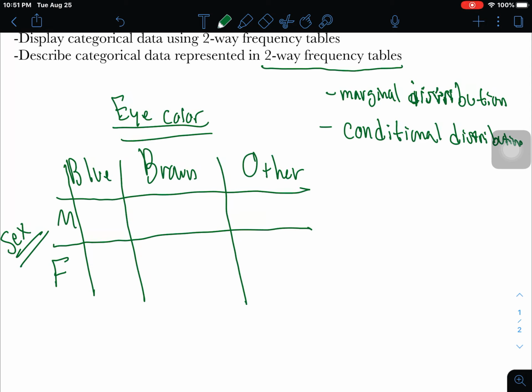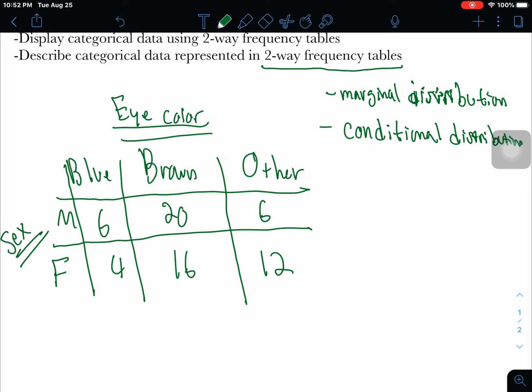So let's say, for example, that we have 6 males that have blue eyes, 20 males that have brown eyes, and 6 males that have other eyes. 4 for this one, 16 for this one, and 12 for this one. So this right here, guys, is a two-way frequency table where you see two different categories, two different variables. So like we have eye color, we have sex, and within those we have different categories. So we have male and female, we have blue, brown, and other. So this is just your basic two-way frequency table.